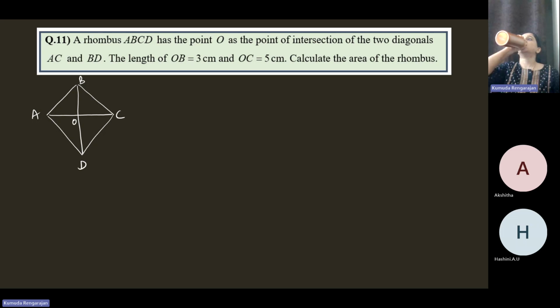So AC and BD are 10 centimeter and 6 centimeter, and because diagonals bisect, yes, correct. How much is AC? 10. And BD? BD is 6. Correct. Instead of half into... 30.